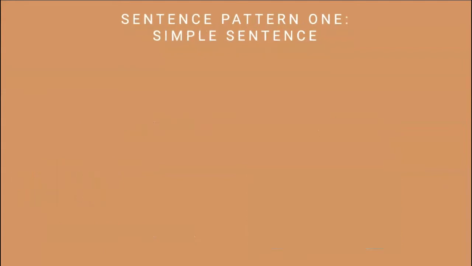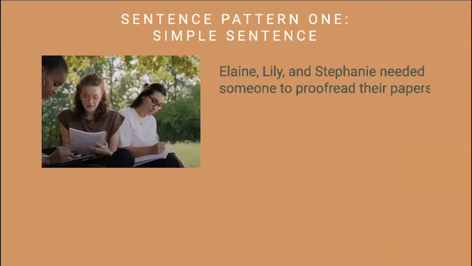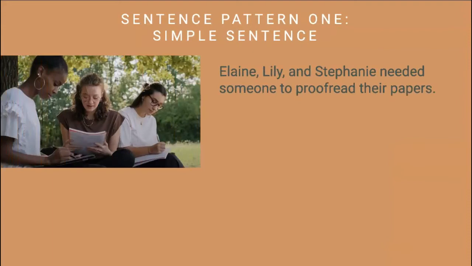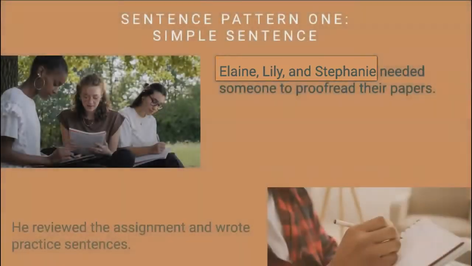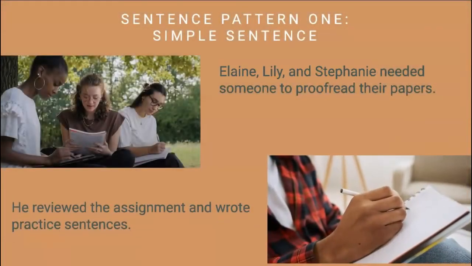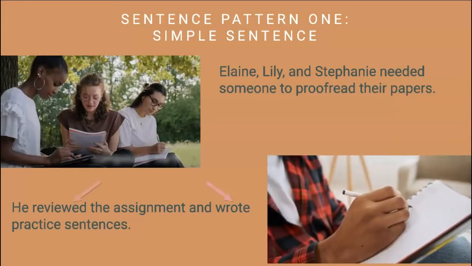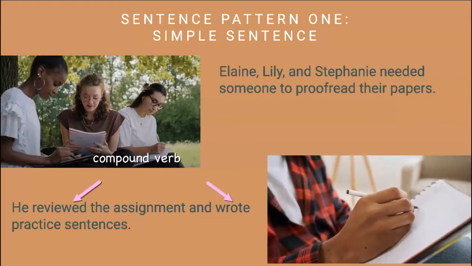A simple sentence can have a compound subject or a compound verb, but there is still only one main subject-verb pair. Elaine, Lily, and Stephanie needed someone to proofread their papers. This sentence has a compound subject. He reviewed the assignment and wrote practice sentences. This sentence has a compound verb.